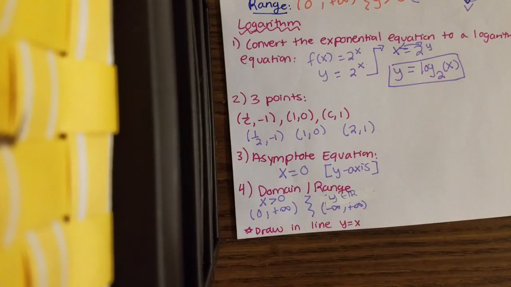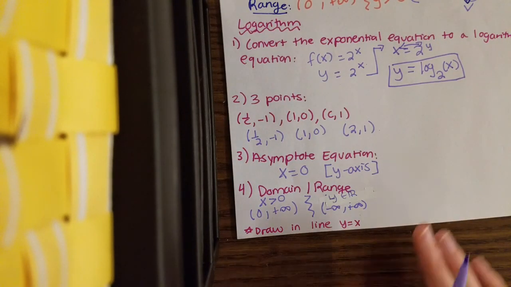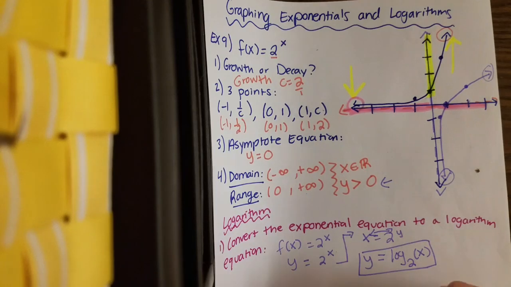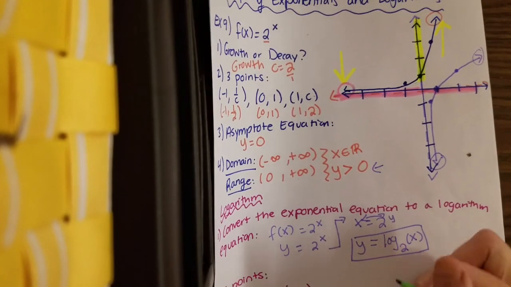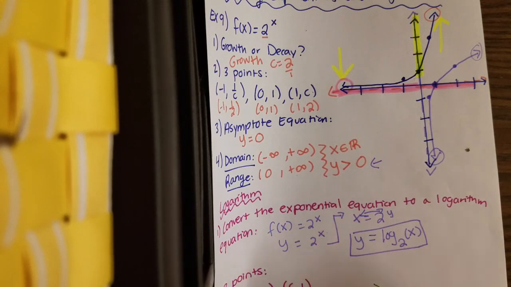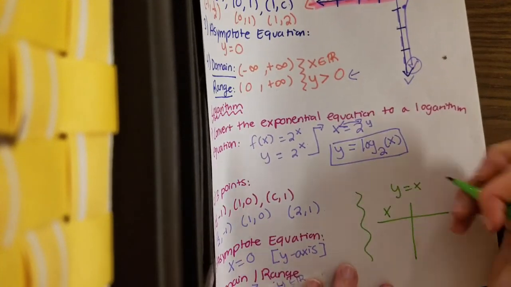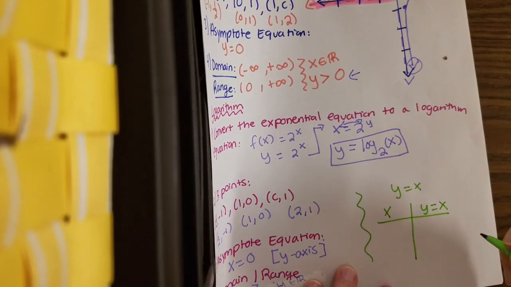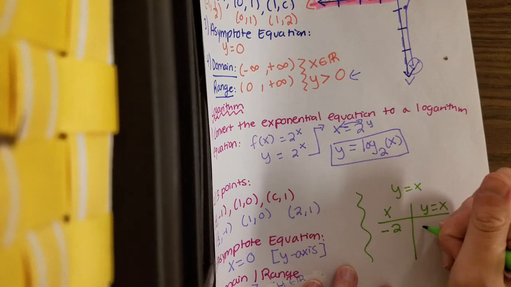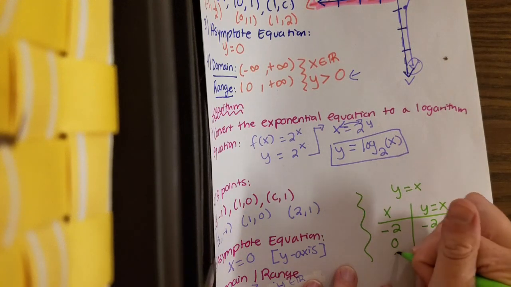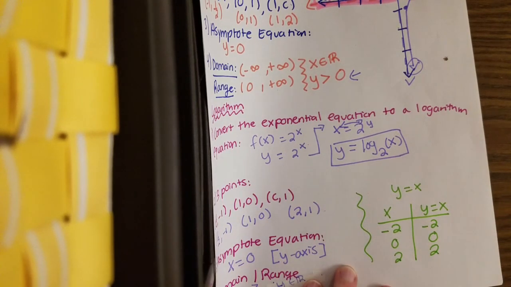And the last step, remember, if these are in fact inverses, they will be symmetrical to the line y equals x. If you forgot what those points are, I'll just draw a table real quickly. We're drawing in the line y equals x. So I'll pick like 3 numbers. Remember, this is the equation of the line where all y values are the same as the x's. So if x is negative 2, guess what? Y is negative 2. If x is 0, guess what? Y is 0. And if x is positive 2, guess what? Y is positive 2. So that's the graph where all x's equal y's.